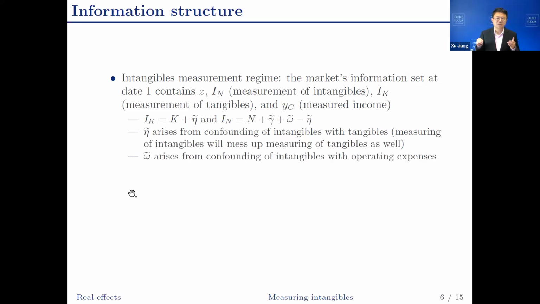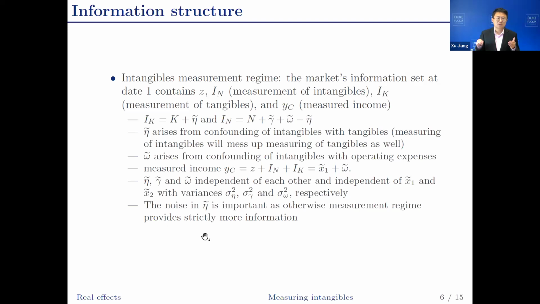Omega arises from confounding intangibles with operating expenses. This is also very common. A lot of times for the expenditures, you don't know how much of the expenditures is for long-term benefits, which means it should be an asset, and how much is for short-term benefit, which means it should be operating expenses. And the measured income is the net cash flow plus the tangible and intangible expenditures.